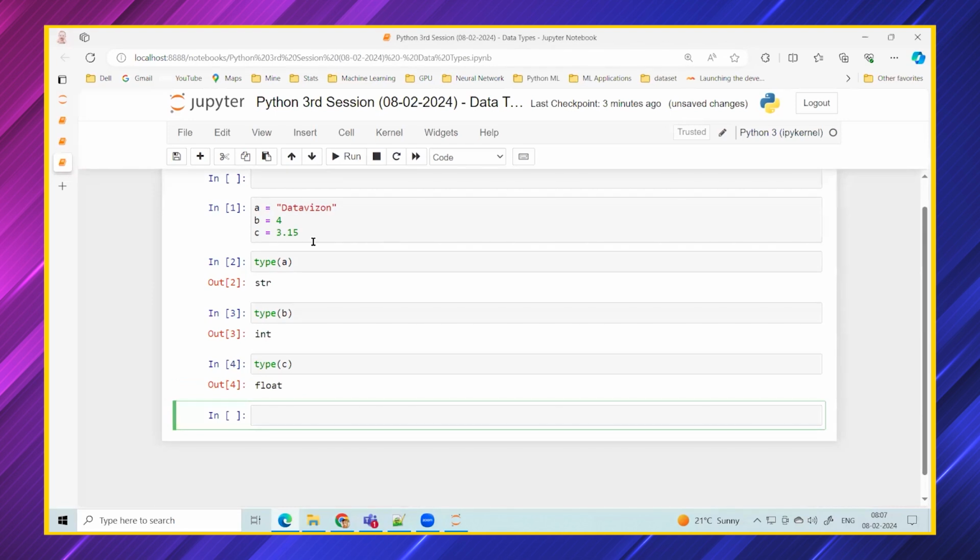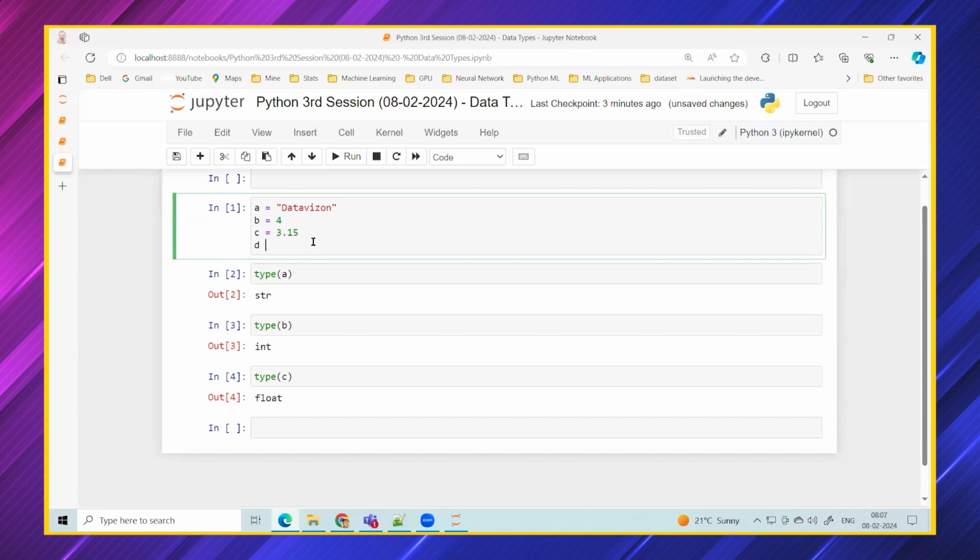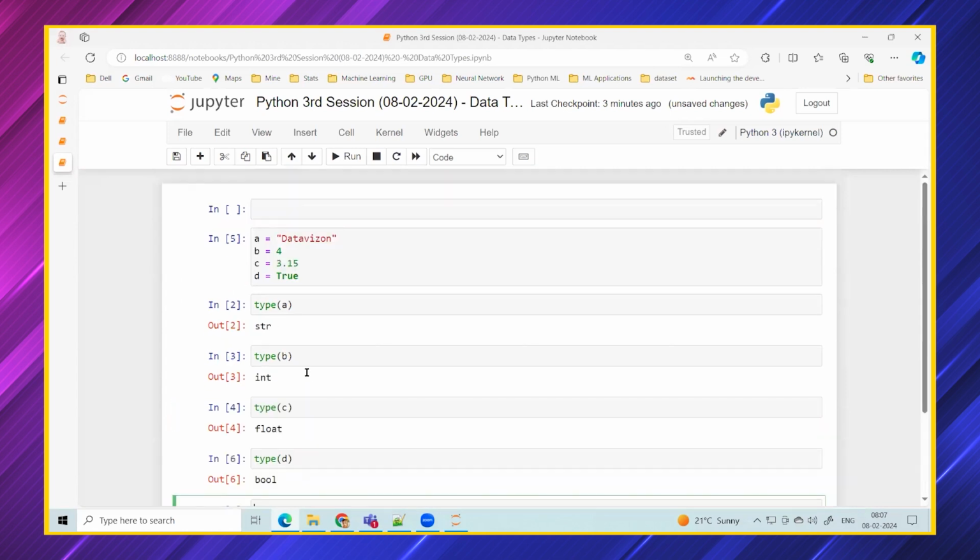We have float. Okay. There is another one. Let's say I just give D equal to true. Now if I go and see type of D, I'll get bool. So these are the 4 data types we have currently.